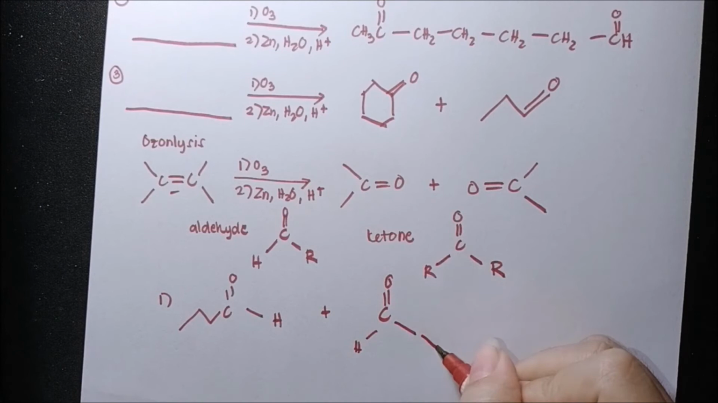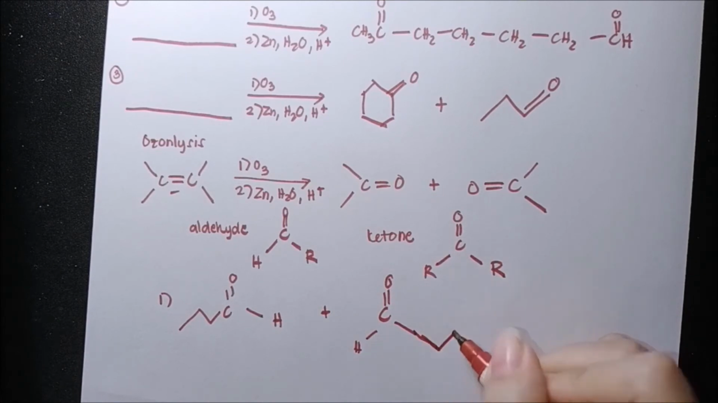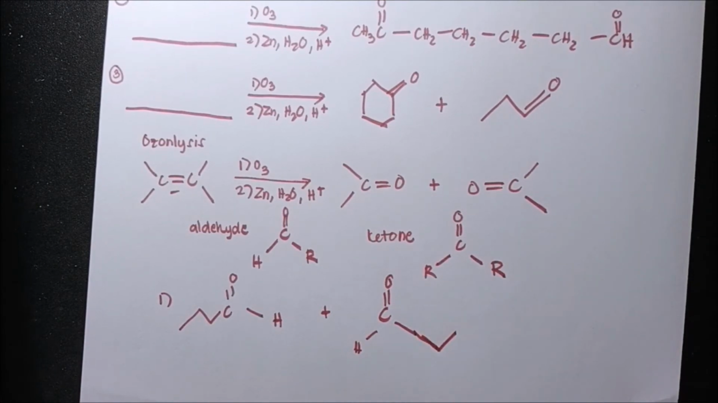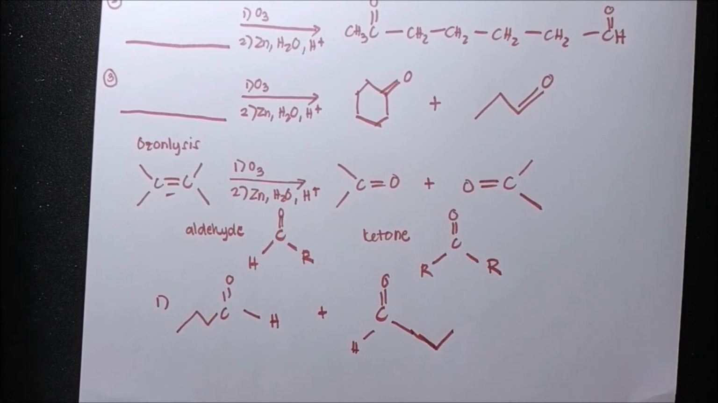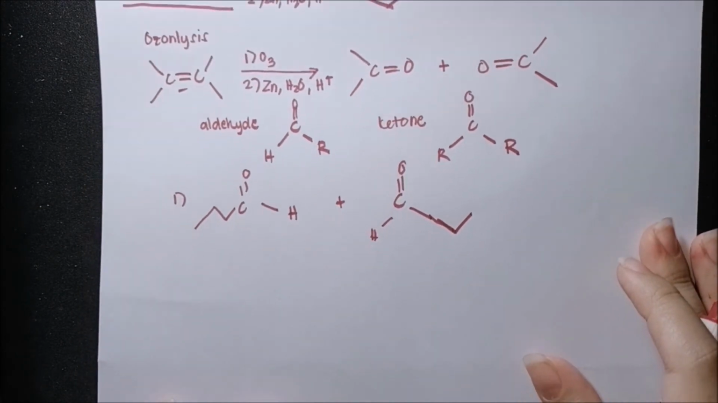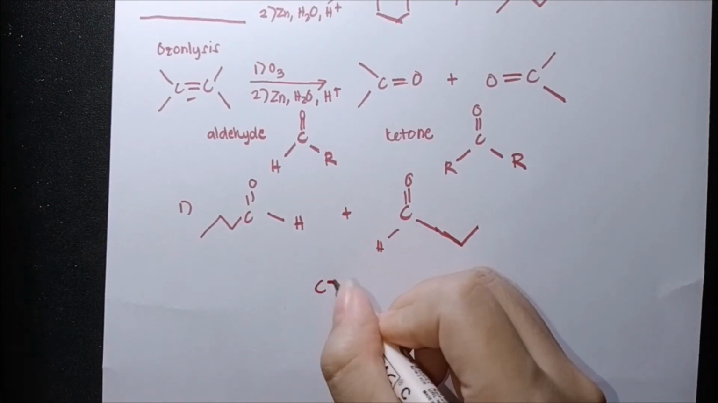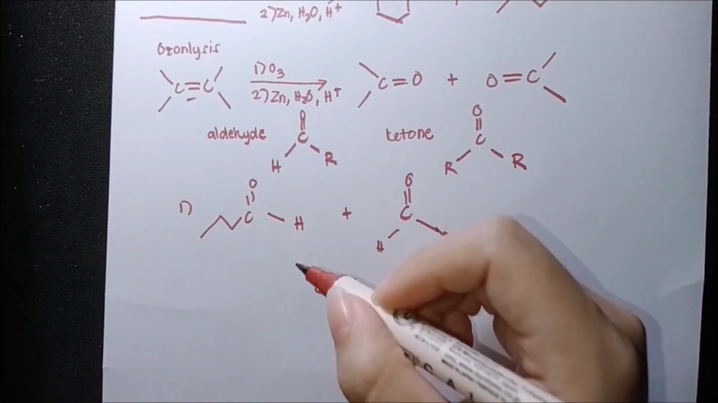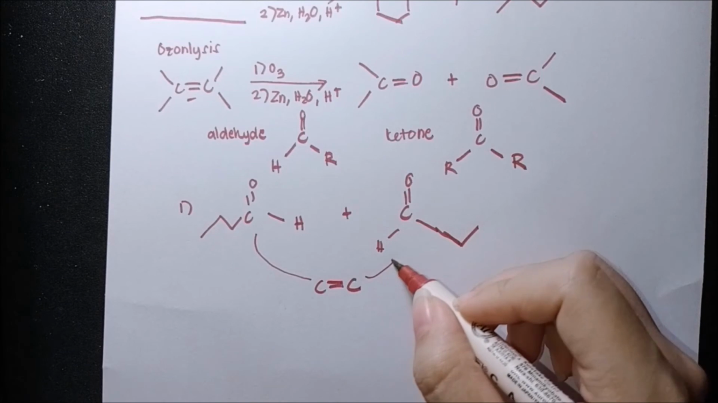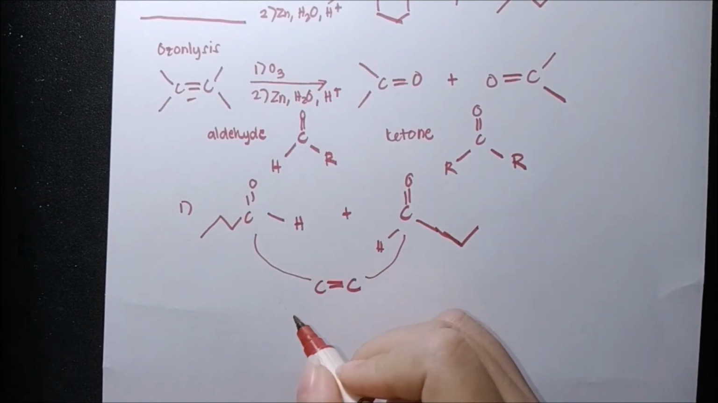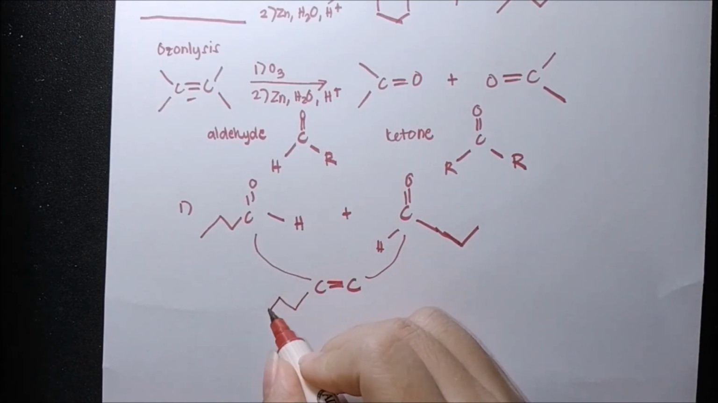Looking at the general reaction of ozonolysis, all we have to do to figure out the alkene here is to connect the aldehyde groups together and form an alkene. So you have the carbon-carbon double bond here from this carbon and this carbon, and we will just copy the remaining alkyl groups.